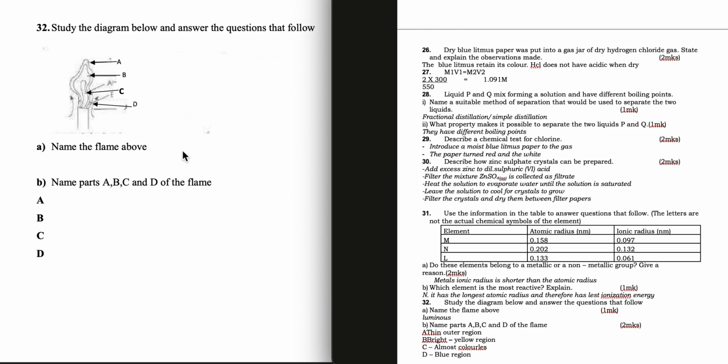A is the thin outer region. B, this is the yellow region. C, the inner one, is almost colorless, and D is the blue region.